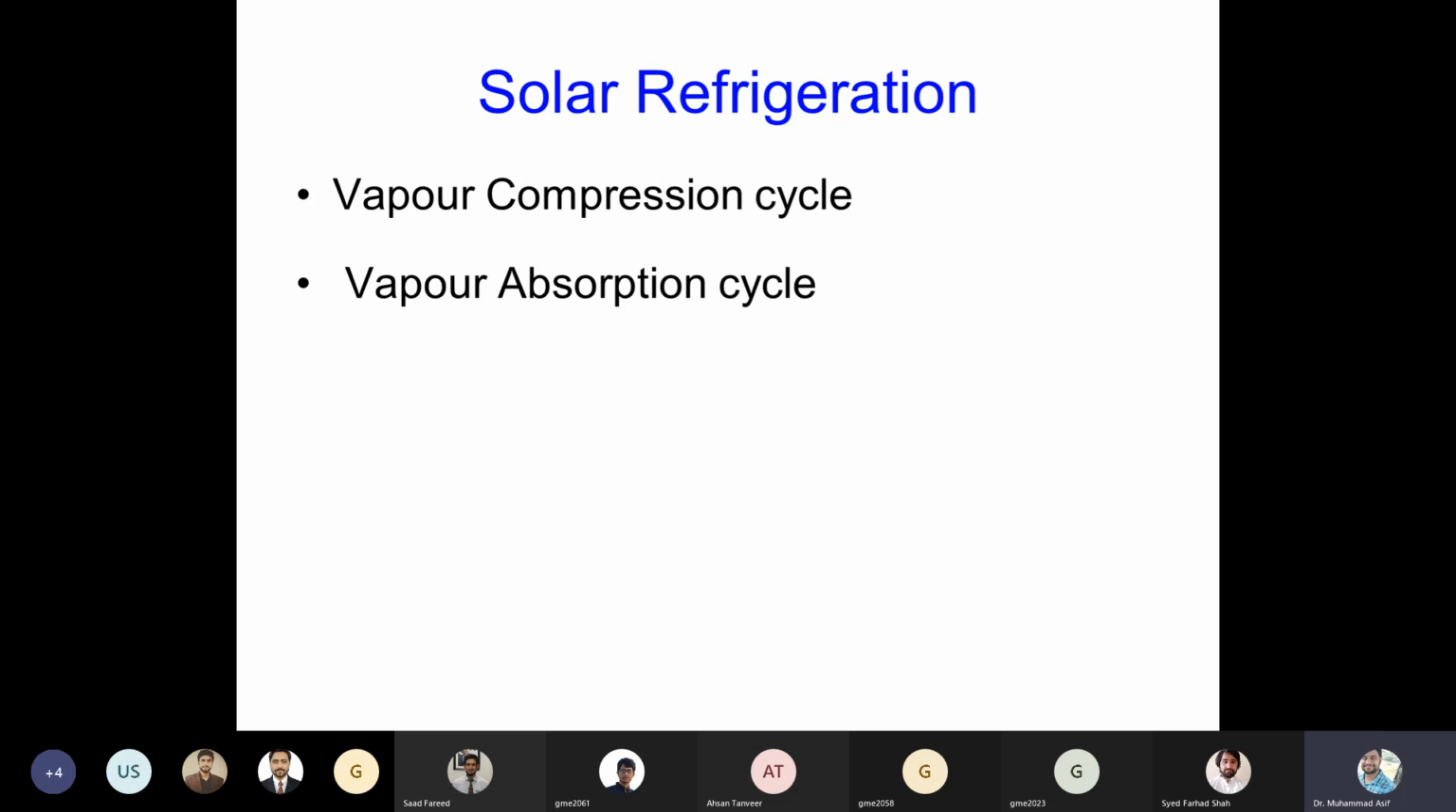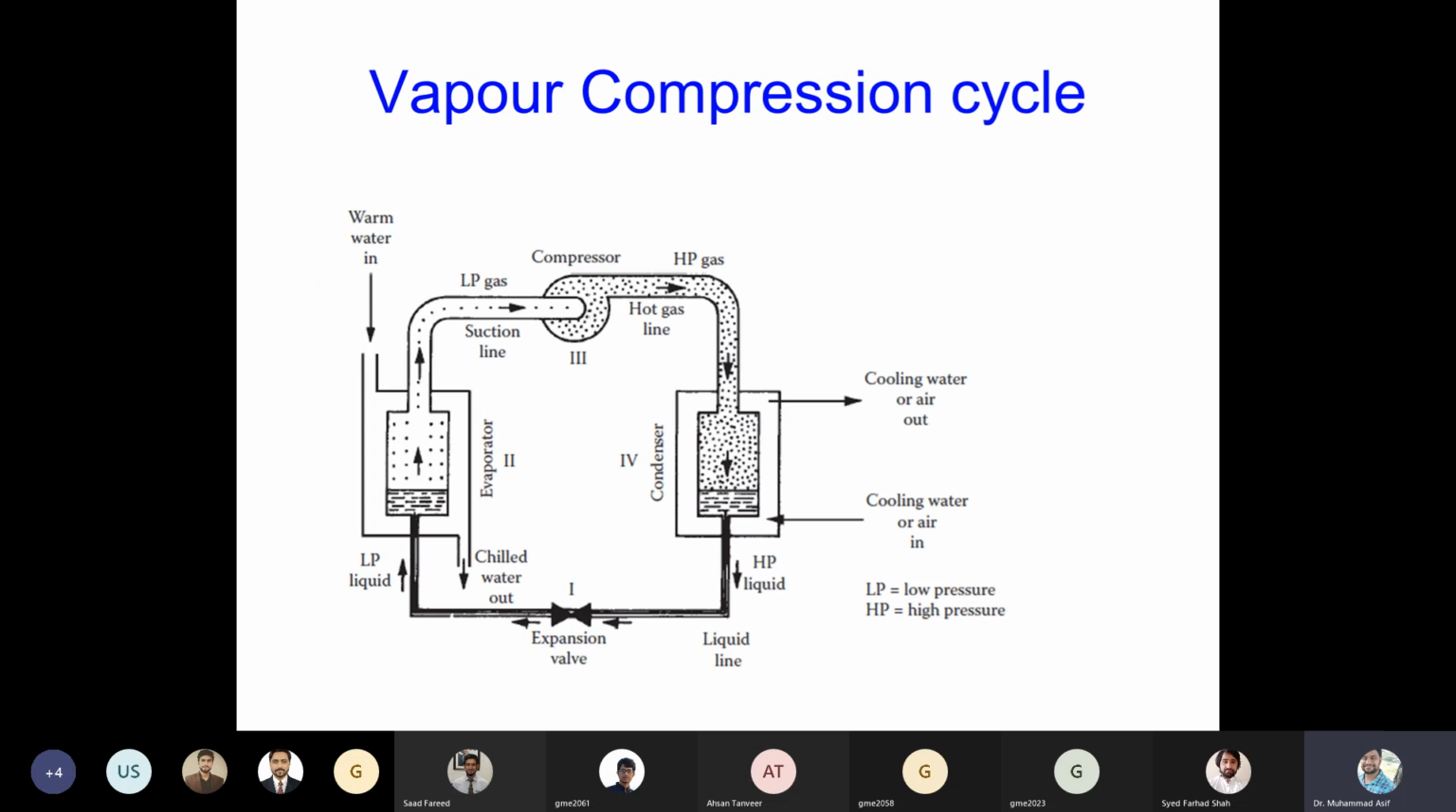So let's see each of the applications. Let's say first of all solar refrigeration. Now the solar refrigeration systems are of two types, right? One is the vapor compression cycle, and another one is the vapor absorption cycle. I hope you are familiar with the vapor compression cycle. In the vapor compression cycle, as you can see in the diagram, it consists of the evaporator, compressor, condenser, and expansion valve. So mainly it has four major components.